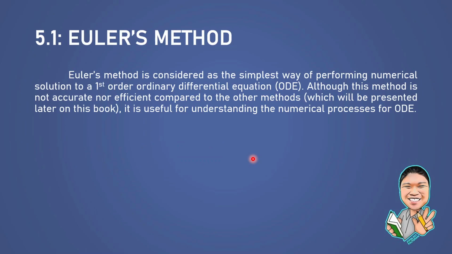Euler's method is considered as the simplest way of performing numerical solution to a first order differential equation. So ODE nga siya. Although this method is not accurate nor efficient compared to the other methods which will be presented later on this book, it is useful for understanding the numerical processes for ODE. So, dito pa lang sa statement na to, sinabi na class na this method is the simplest way. However, this is the least efficient.